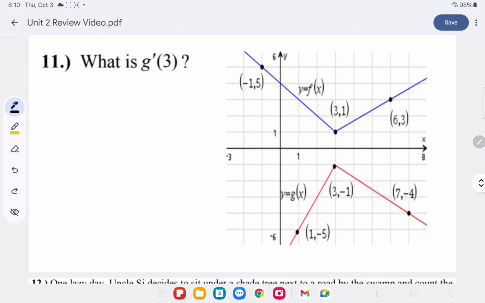Same picture, different question. What is g prime of 3? Or in other words, what is the slope at 3? Well, we have a corner at 3. 1, 2, 3. Yeah, at g, we have a corner at 3. And so it is not differentiable there. That is not possible. It does not exist.